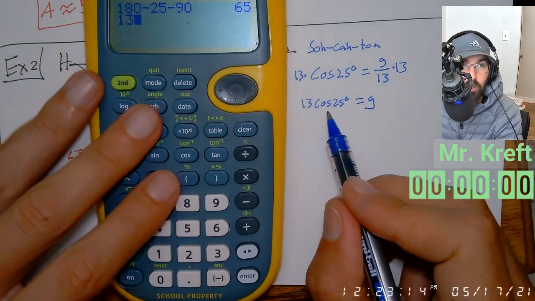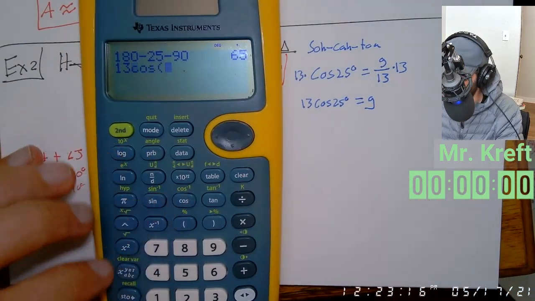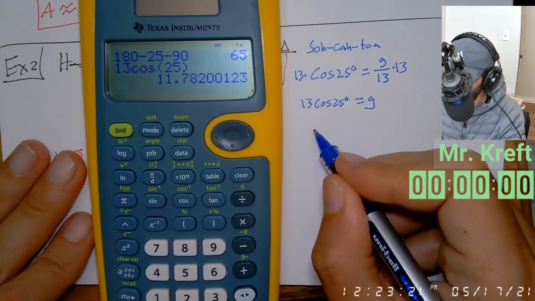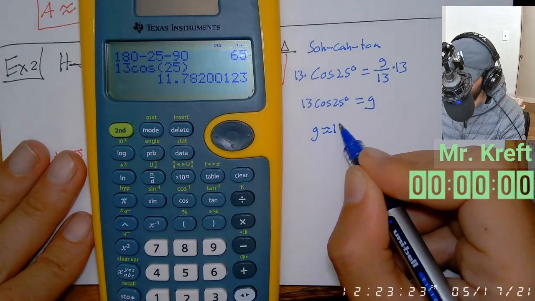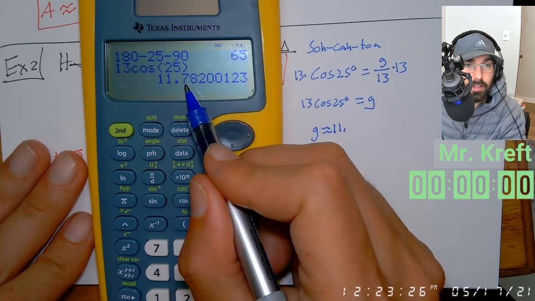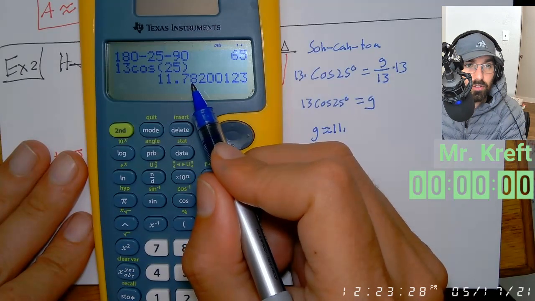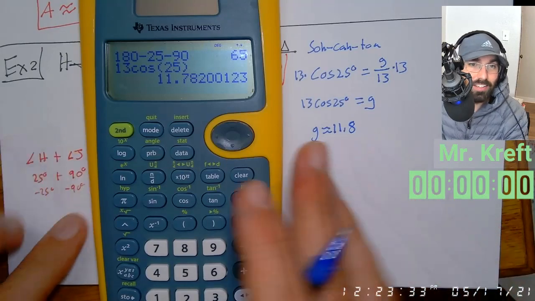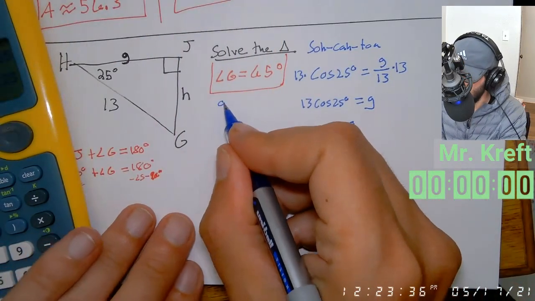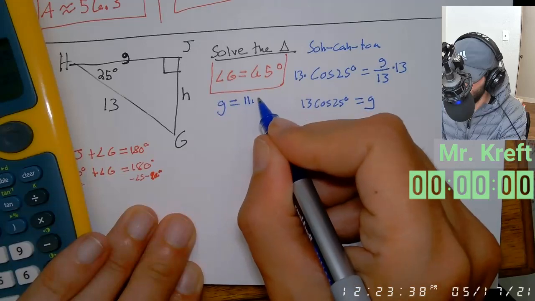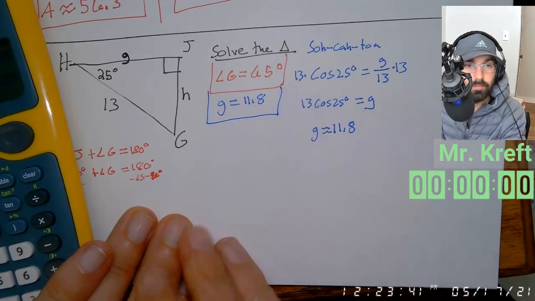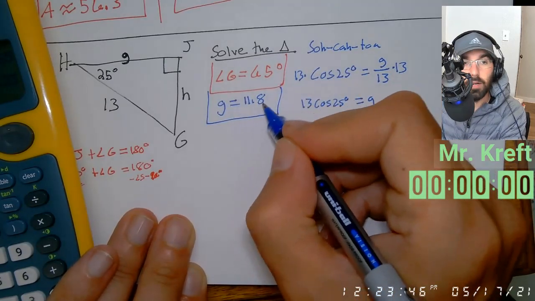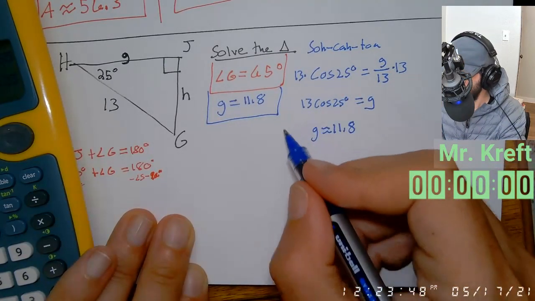So make sure we don't want cosine inverse. We just want cosine of 25 degrees, right? And I get little g is approximately 11.7. I look to the right, it's 5 or higher, so I'm going to round up to 11.8. It's a side, so no degrees. So I'm just going to say little g is 11.8. Okay, so again with my angle, I had a degree. Here I'm rounding to the first decimal place.